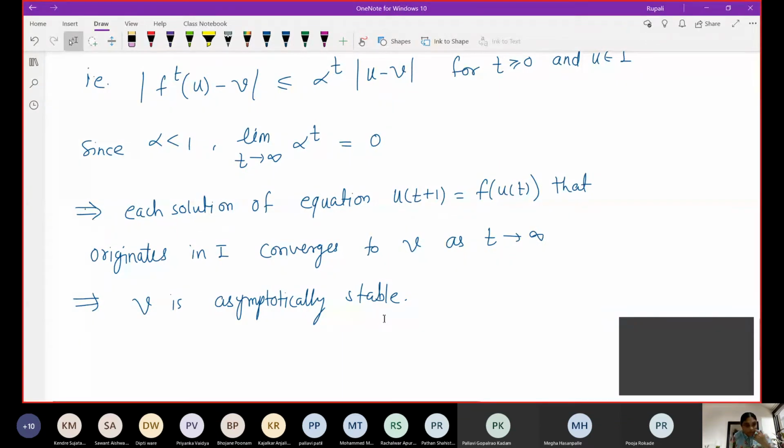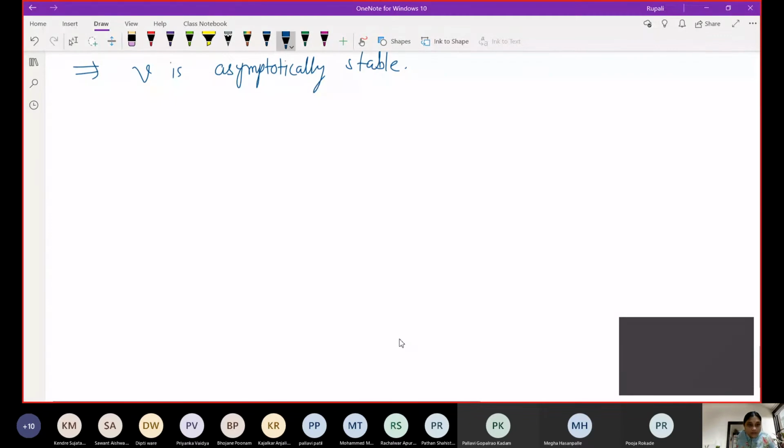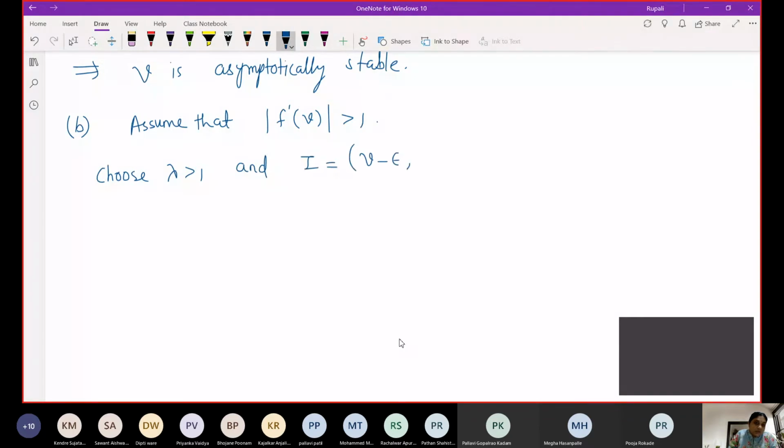In the B part, we have to assume mod of f dash of V is strictly greater than 1. So in this case, we want to show V is unstable. So if mod of f dash of V is strictly greater than 1, choose lambda strictly greater than 1 and I equal to V minus epsilon, V plus epsilon for some epsilon greater than 0.